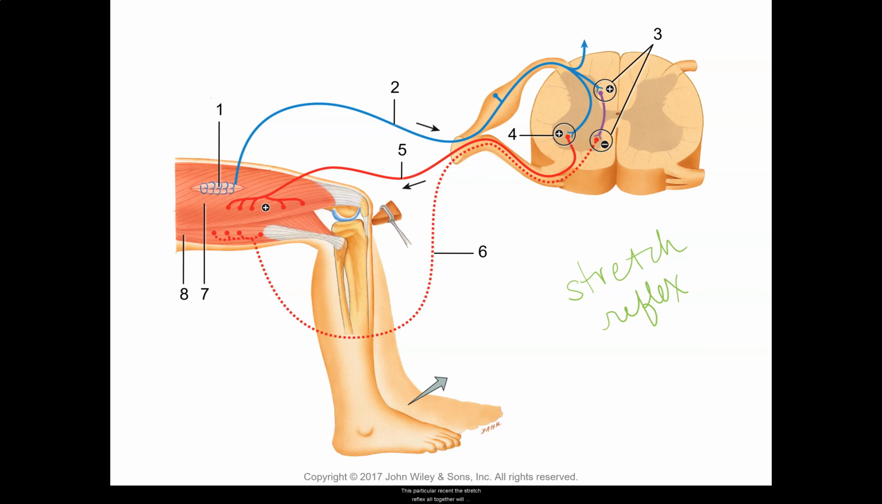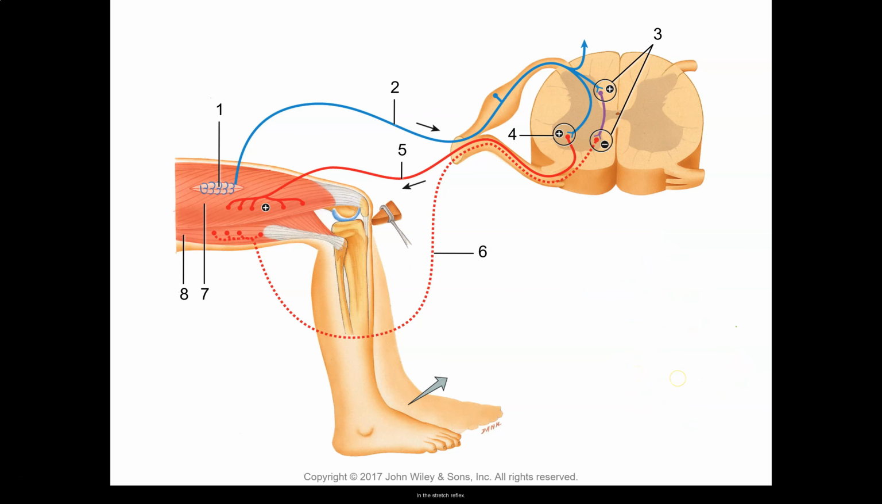This particular reflex, the stretch reflex, altogether will be ipsilateral, monosynaptic. It will involve reciprocal innervation, and as stated earlier, it's a somatic spinal reflex. So these are all things you want to keep in mind. Also remember that all reflexes are going to be composed of 5 components in the arc: receptors, sensory neuron, integration center, motor neuron, and effector.